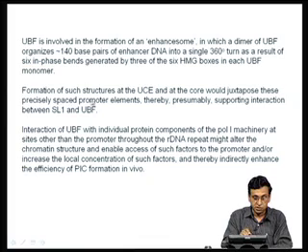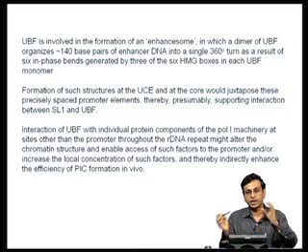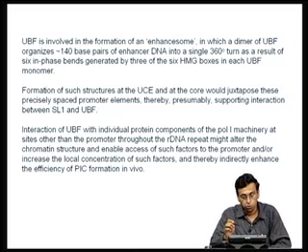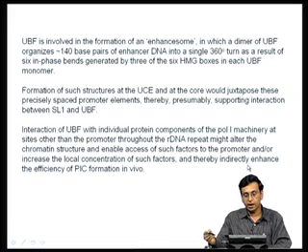Formation of such structures at the upstream control element region and the core region would juxtapose these precisely spaced promoter elements, thereby supporting interaction between SL1 and UBF. So, these HMG boxes play a very important role in positioning these factors in such a way that they can interact, and the spacer also plays a very important role in this. Interaction of UBF with the individual protein components of the Pol I machinery at sites other than the promoter throughout the RNA repeat might alter the chromatin structure and therefore enable access of such factors to the promoter and increase the local concentration of such factors, thereby indirectly enhancing the efficiency of pre-initiation complex formation.